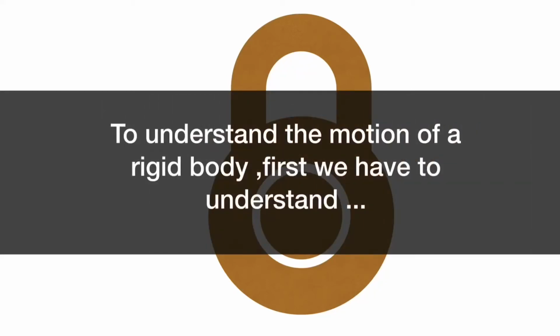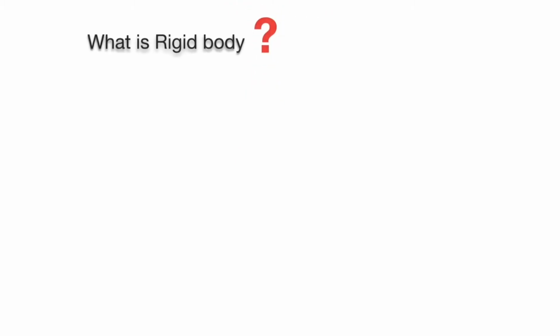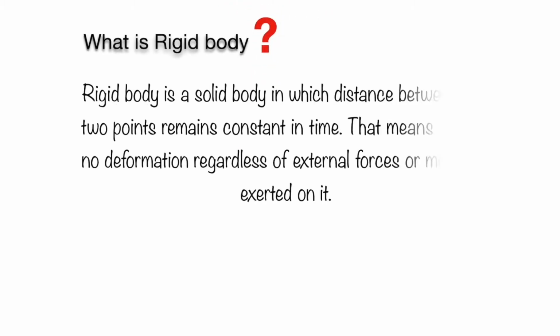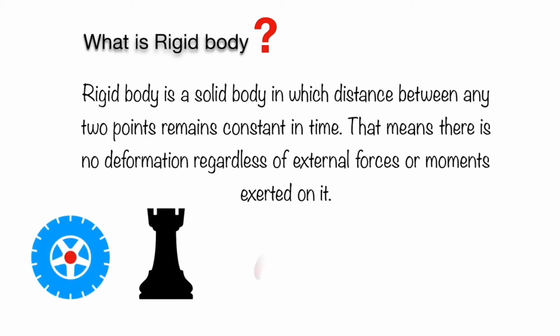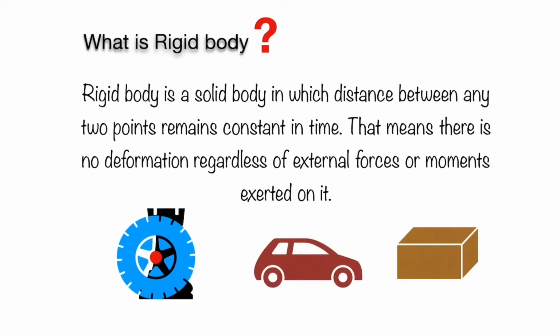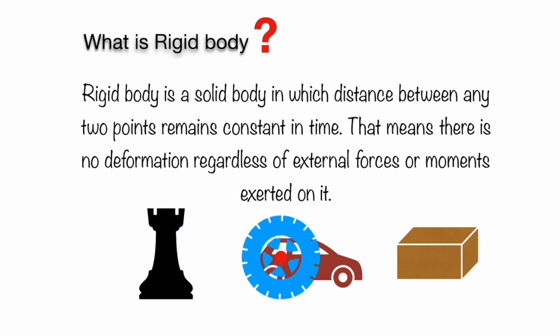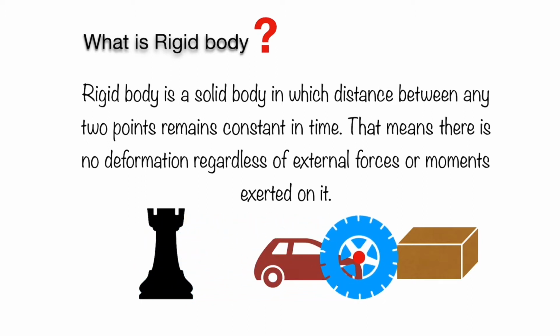To understand the motion of a rigid body, first we have to understand what a rigid body is. A rigid body is a solid body in which the distance between any 2 points in the object itself remains constant in time. That means there is no deformation regardless of any external force or movements exerted on it.